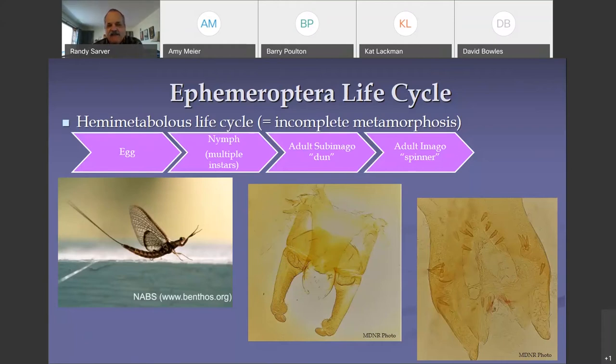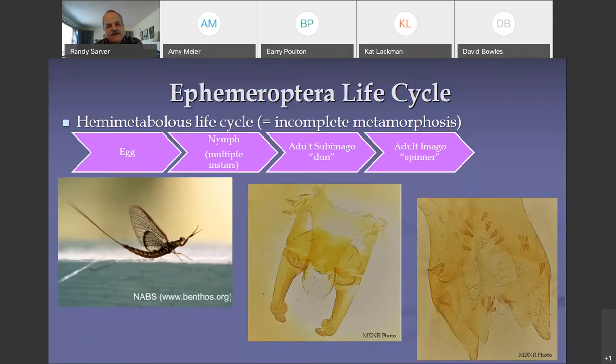At the end of the abdomen, where you see those cerci or those tails, there would be, for males, the male appendages. This middle photograph shows the basic shape of those male appendages. You can see these long finger-like structures. They're called forceps or claspers. That's what they would grab the female with. They grab the female around the abdomen.